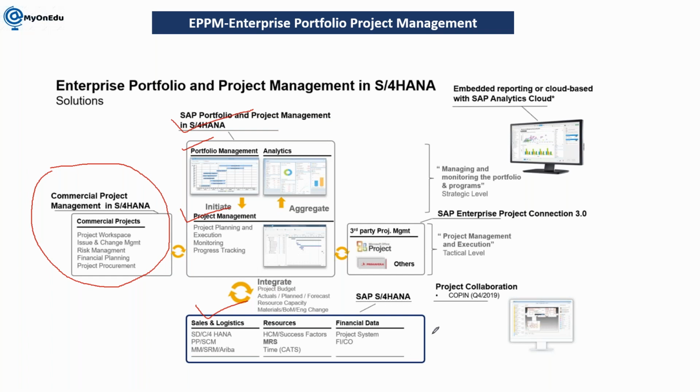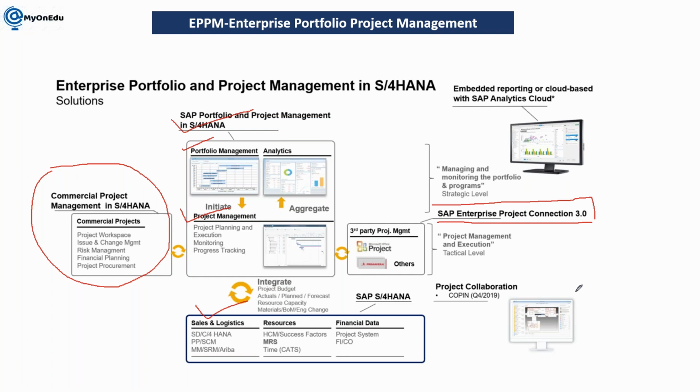Along with that we have one more module called EPC, Enterprise Project Connection. The latest version of this EPC module is 3.0, which helps us integrate third-party systems like P6, that is Primavera, and MSP, Microsoft Project, to Project System. In EPC we have a solution where we can transfer the data between Project System and MSP or Primavera, and between plant maintenance and MSP and Primavera. So we have two scenarios available in EPC.